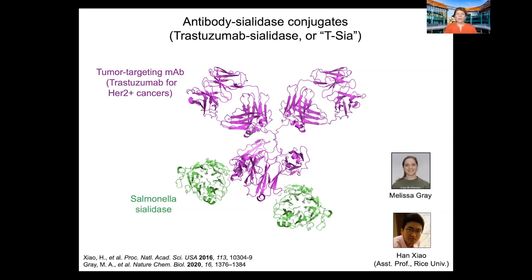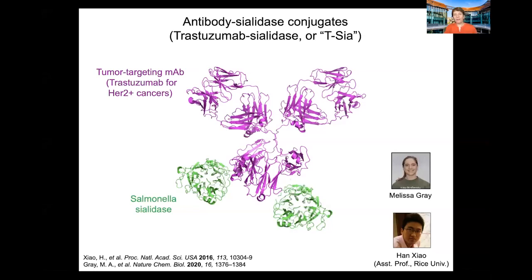And she built this beautiful molecule that is a fusion between the HER2 binding antibody trastuzumab, which is already a clinically approved treatment for HER2 positive breast cancers, and a sialidase from a bacterium called Salmonella. And I won't go through the details. This is all published work, but she was able to fuse the enzyme to the antibody using two bioorthogonal chemistries. So this was a chemical fusion between two proteins.